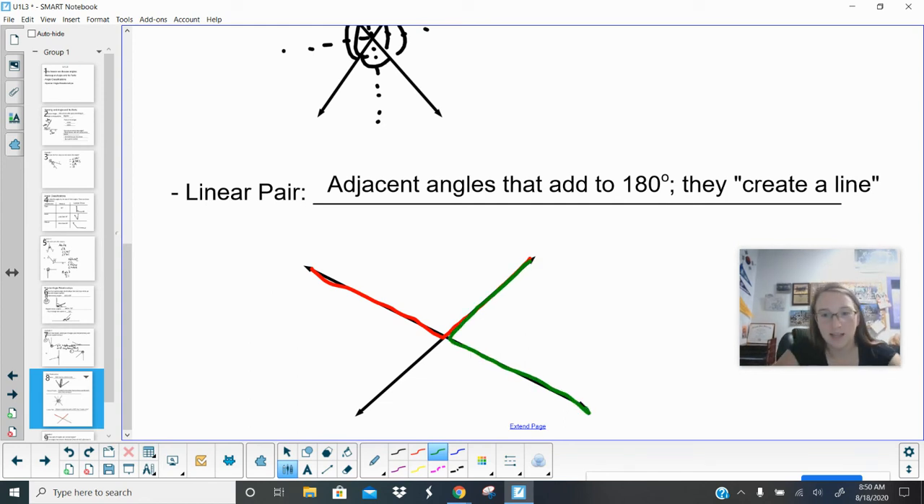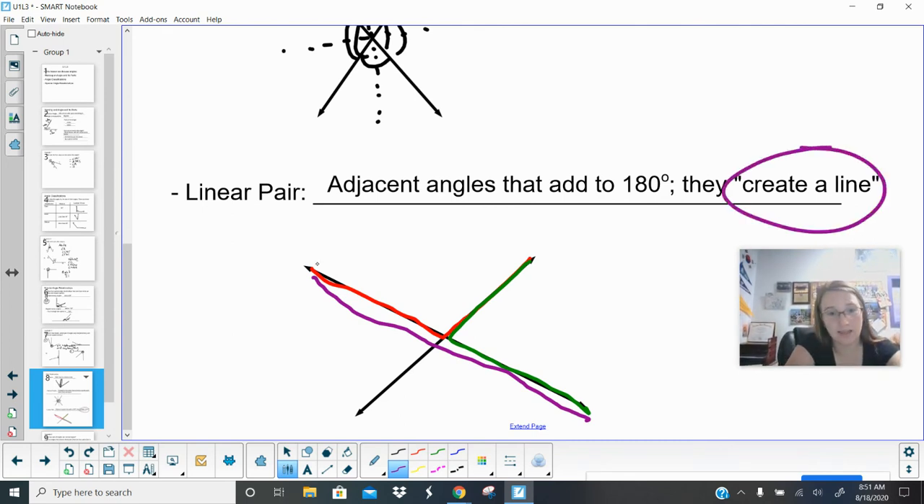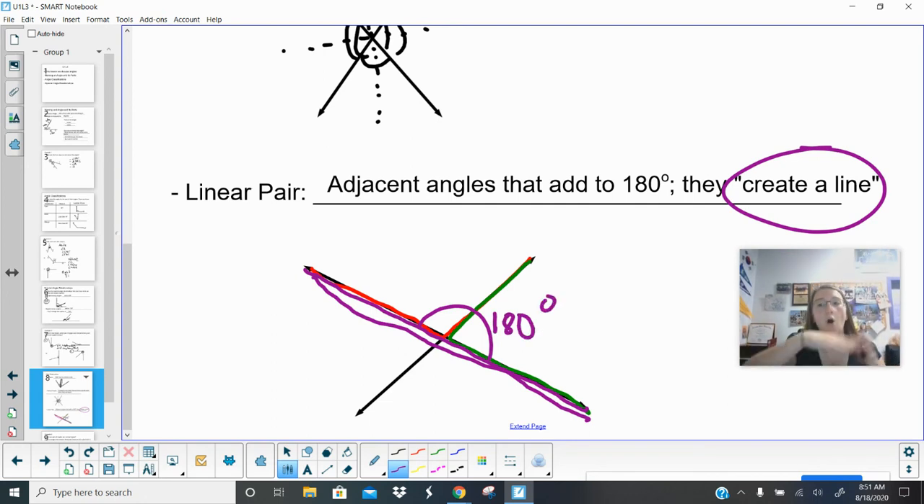So notice they share a side, right? I marked this side in both red and green, so that means they're adjacent. And if you also notice, if I follow this line down, pushing those angles together creates a line. They create this line. That's why it's called a linear pair. They create a line. And again, that's 180 degrees right there. A straight line opens up to 180 degrees.